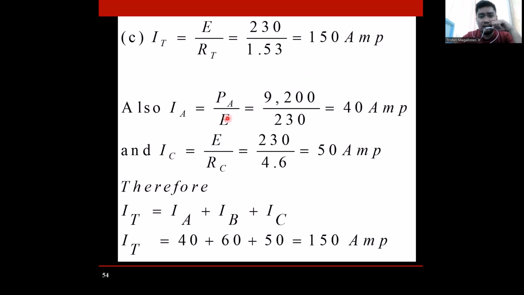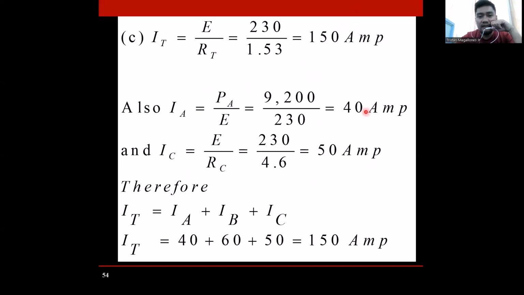But we can also use Ohm's law to solve for IA and IC. For IA, since we are given power, P is equal to VI or EI, so I is equal to P over E. So 9,200 divided by 230, so I get 40 amperes. And then for IC, just Ohm's law, V over R, so that is 230 divided by 4.6, which is 50 amperes. And we know IB is given as 60, so 40 plus 60 plus 50 equals 150 amperes. So it should be the same.